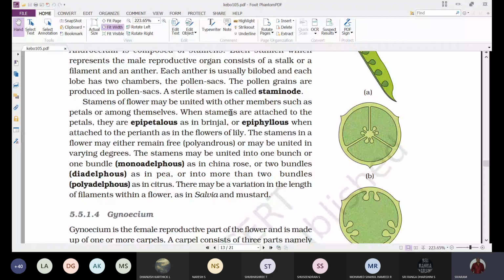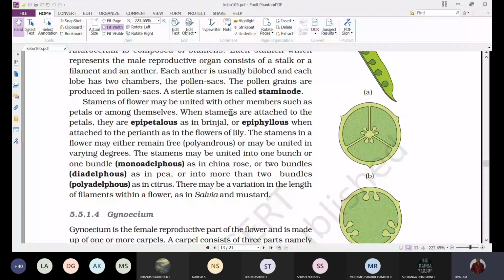Okay, that means here the filament is there. The filament of the stamen is attached with the adjacent petals of a flower. That means whatever petal is present adjacent to it. For example, there are 5 petals, and in that flower 5 stamens are also there. Then what happens? The 5 filaments of these 5 stamens get attached with the 5 petals respectively.